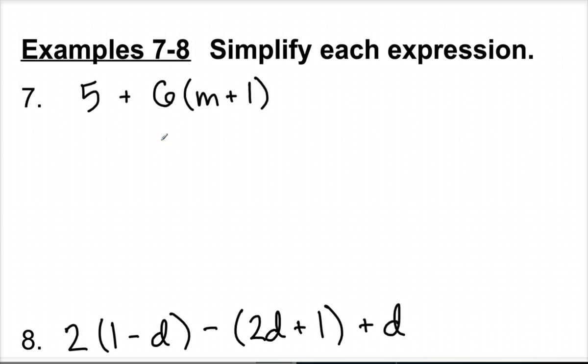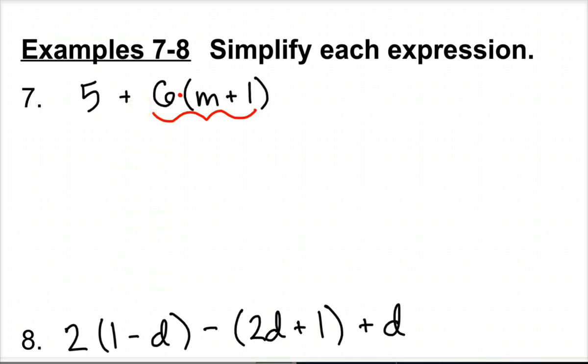If you remember order of operations, we always have to multiply before we add, and this whole part, 6 times the quantity n plus 1, is really multiplication. So we need to simplify this part first before we do anything with the 5, and that's why I say distribute before you do any combining of like terms.